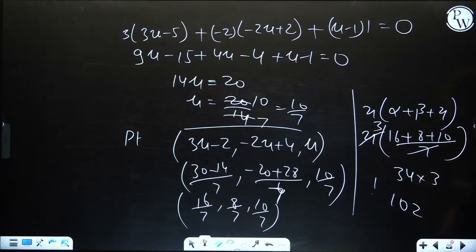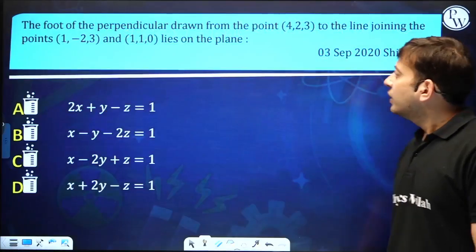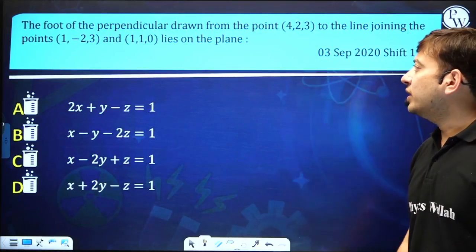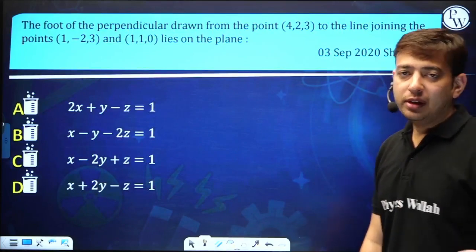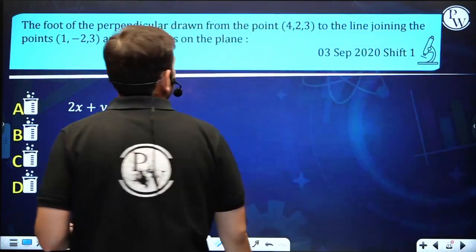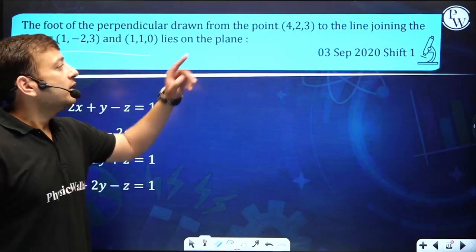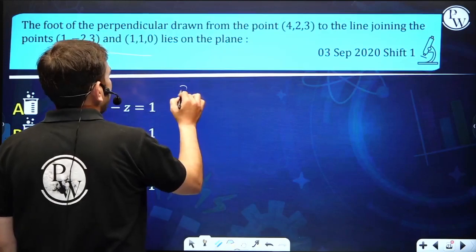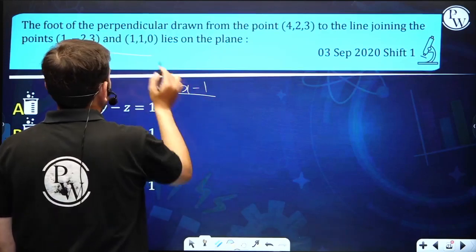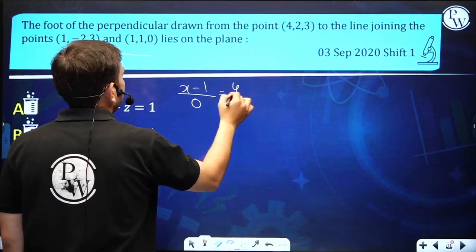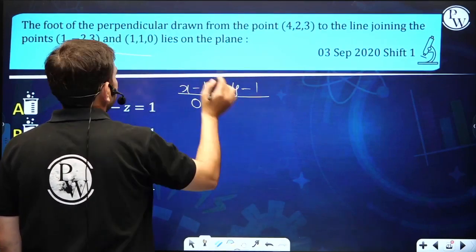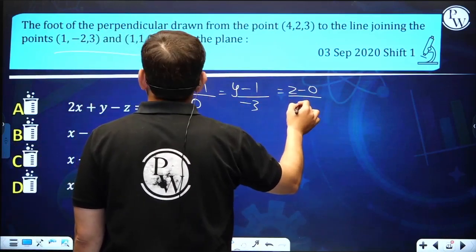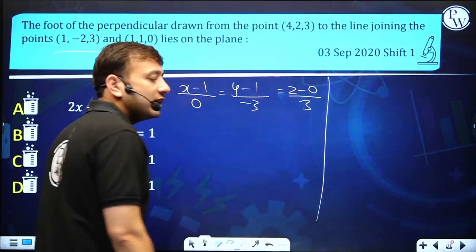Now, let's see the next question. The foot of the perpendicular drawn from the point to the line joining the two given points lies on the plane. So two points are given, and the line joins those two points. By the two-point form, you can find the equation of the line: (x minus 1)/(1 minus 1) = 0, (y minus 1)/(minus 2 minus 1) = minus 3, and (z minus 0)/(3 minus 0) = 3.